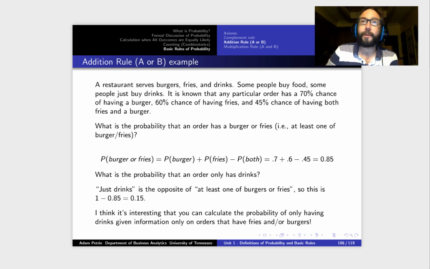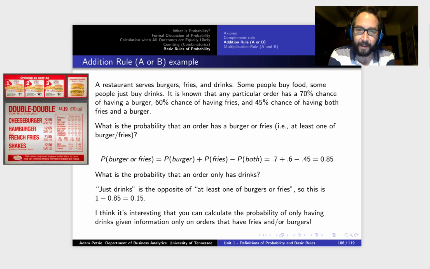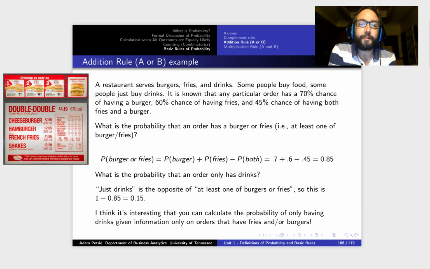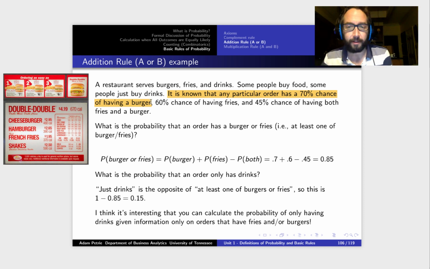So here's a good example. I don't know if you guys have been to In-N-Out. It's a great fast food burger place, mostly concentrated on the West Coast, and their menu is very, very simple. They basically just serve burgers, fries, and drinks. So let's imagine we're dealing with this In-N-Out restaurant, and we know that the probability that a particular order has a burger in general, might have other stuff, is 70%. So 70% of orders in the long run tend to contain burgers.